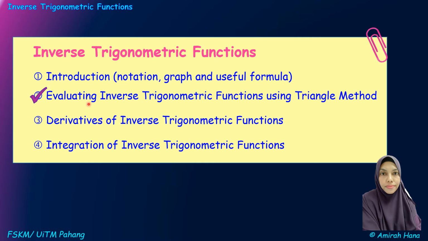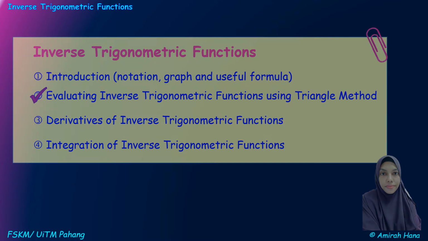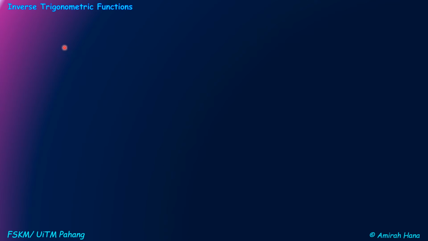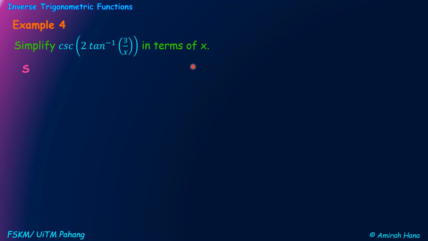Alright, we're still under the second topic in chapter 1, which is evaluating inverse trigo function using triangle method. Right now, we look at example 4. Simplify cosec 2 inverse tangent 3 over x in terms of x. Now we look at the solution.